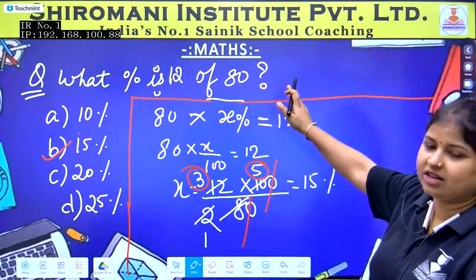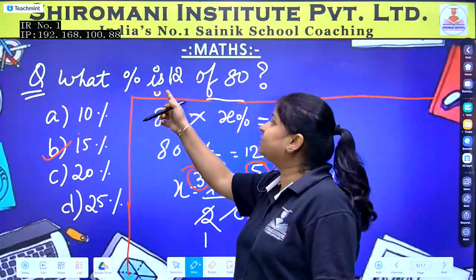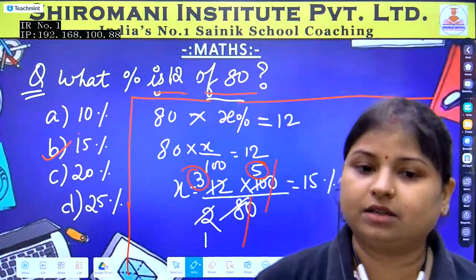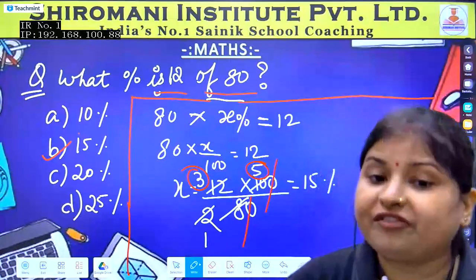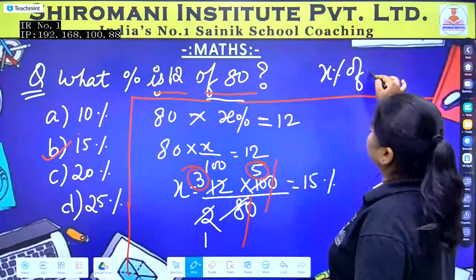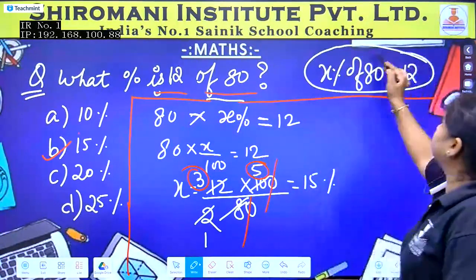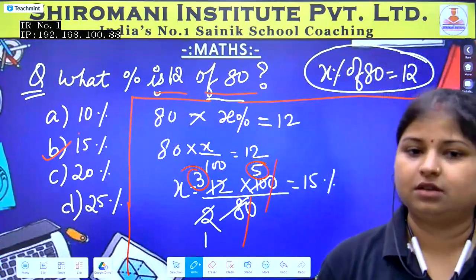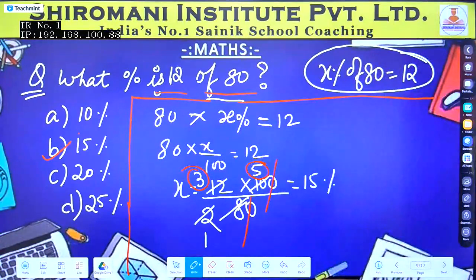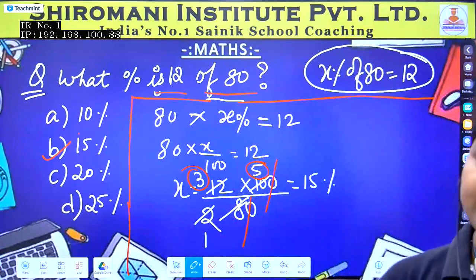Let me explain the concept of this once more. What percent is 12 of 80? That means x% of 80 is 12. And you just have to solve this equation. That's it. Only the language of the question is different, but the concept is easy. Any problem in this question? Please raise your hand. What happened, Utkarsh?